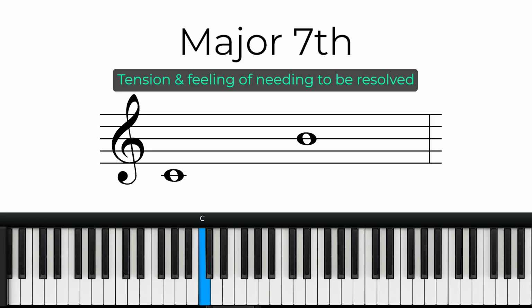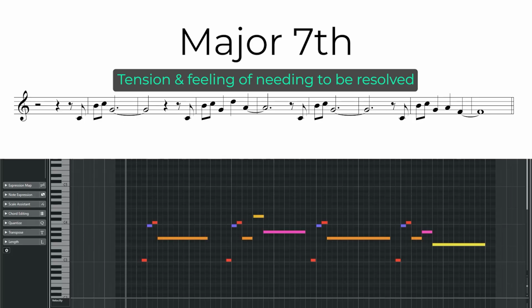The major seventh is a dissonant interval, which has quite a bit of tension, due to the fact that it's only a half step or minor second down from the C above. To me, it has a strong feeling of needing to go somewhere, or to be resolved, up to the C above. Here's my example of a piece using the major seventh interval. Notice how I always resolve it up to the C above.